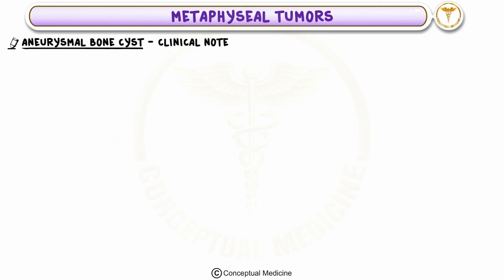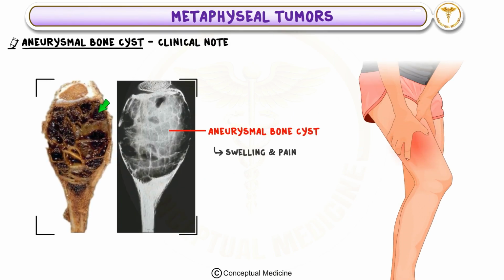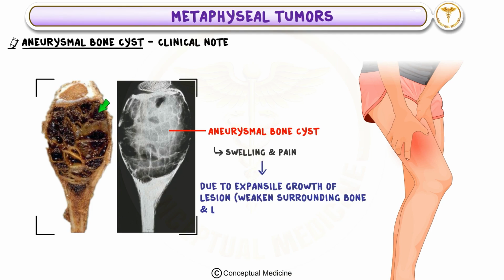Clinical note. Patients with ABC often present with swelling and pain. This is due to the expansile growth of the lesion, which can weaken the surrounding bone and sometimes lead to pathological fractures.